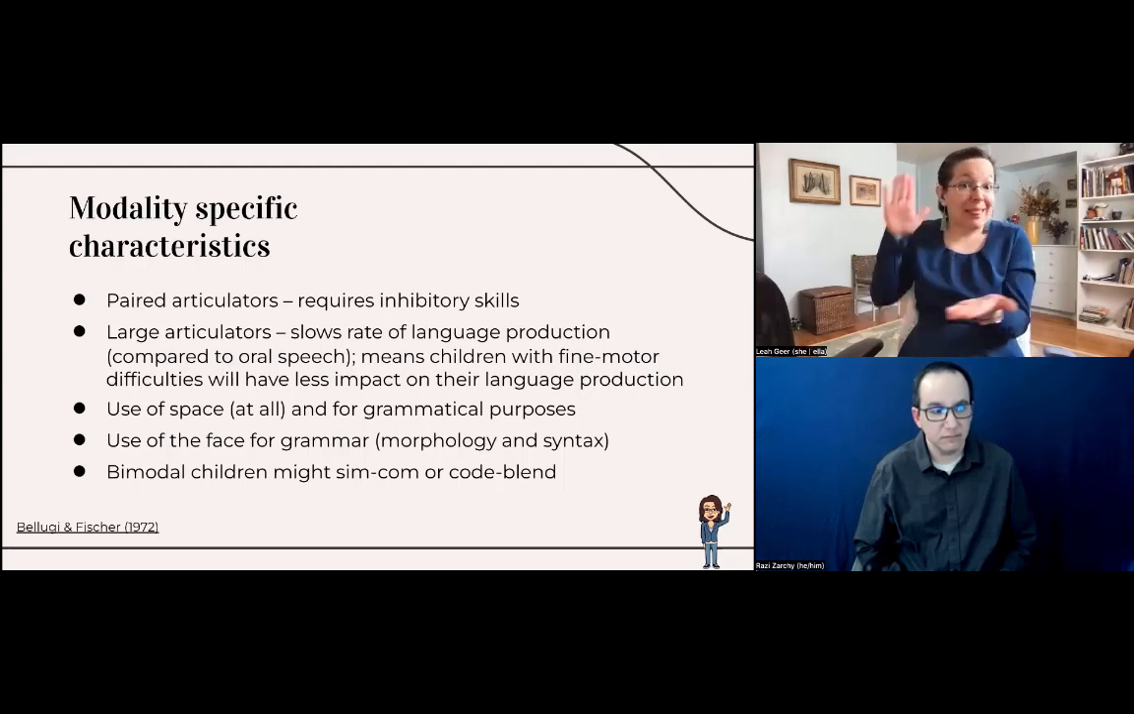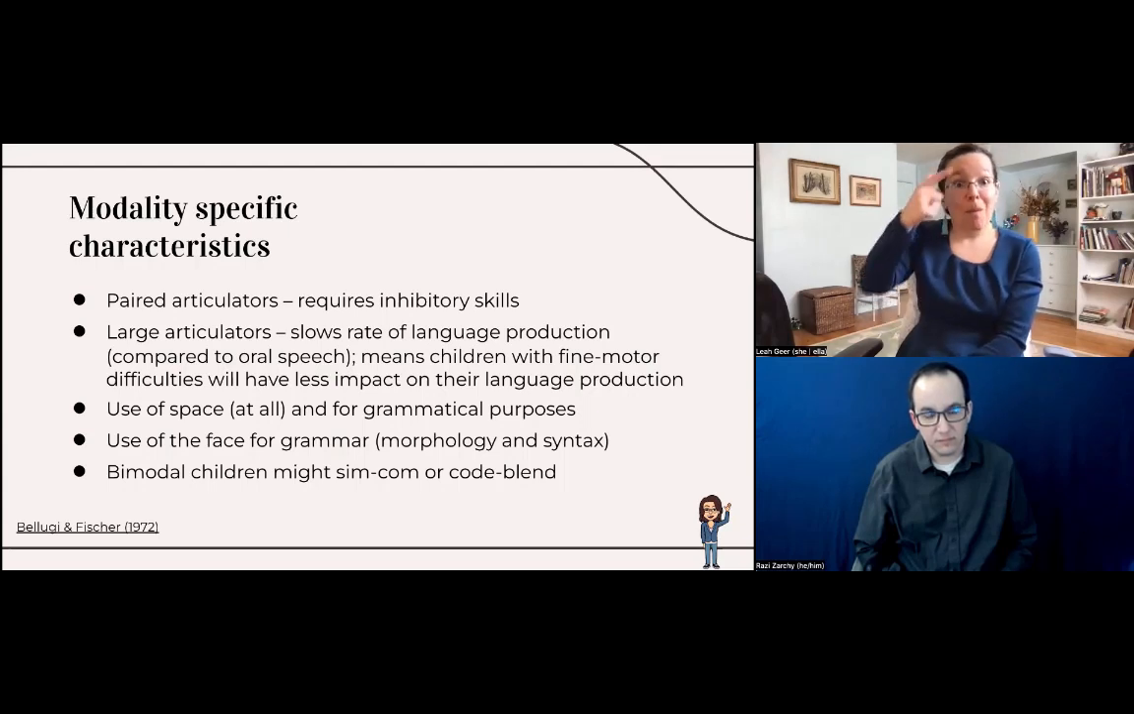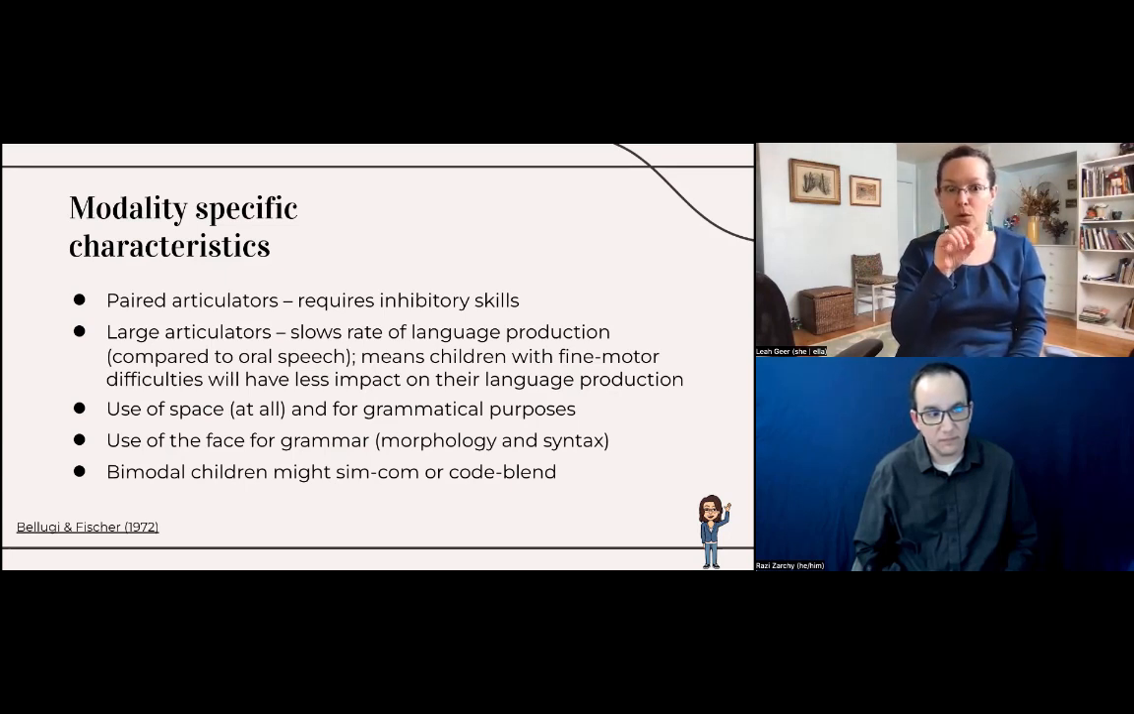If their palm orientation is correct, but their hand shape is off, it's going to have less of an impact on the intelligibility for their peers and communication partners because of this modality itself. Whereas in an oral language, if there's a fine motor issue with speech production, that will have an impact on the intelligibility of what I render, simply because of how reliant speech understanding is on the large articulator.